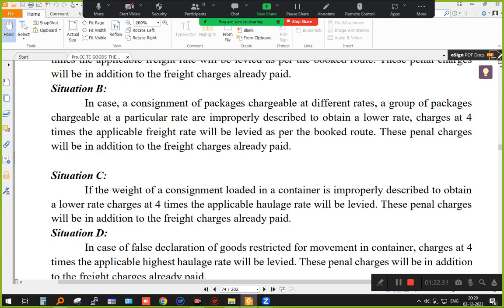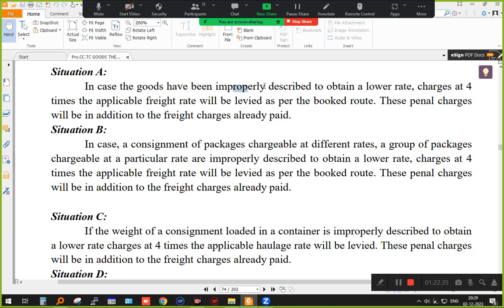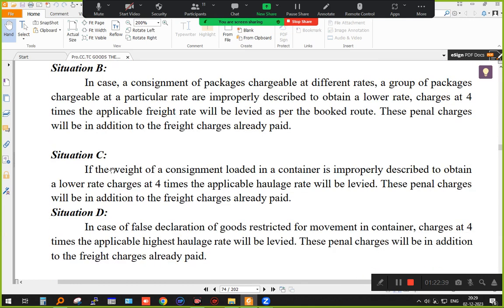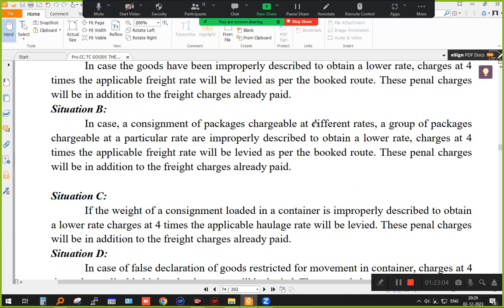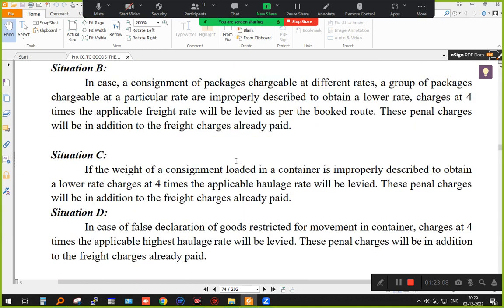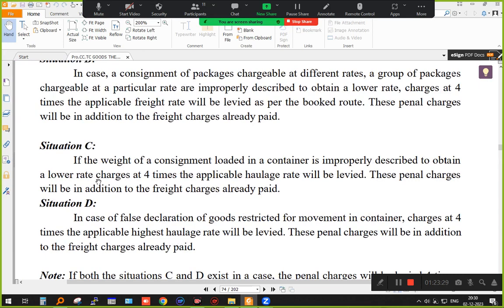Now we have seen the misdeclaration as far as the description is concerned. Now we are coming to weight of the consignment. Because our railway charges both based on the description as well as the weight. If we don't have a weighbridge and the weight of the consignment, situation C, you please see, it is weight. C and D, C is for weight. In B we have different packages. In A, single package. Situation C now we are dealing with. Mark the difference here. If the weight of the consignment is improperly described, then 4 times haulage rate. Here freight rate, again here also freight rate, it will be levied. These penal charges will be in addition to the freight charge already paid.